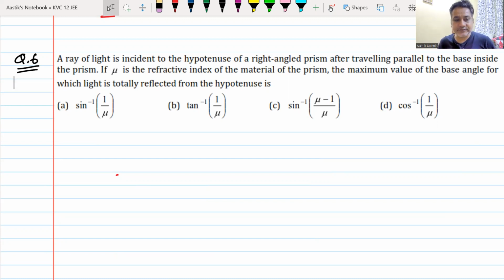A ray of light is incident on the hypotenuse of a right angle prism after traveling parallel to the base inside the prism. So they have given no diagram at all. They just gave the condition. If mu is the refractive index of the material of the prism, what is the maximum value of the base angle for which light is totally reflected from the hypotenuse?